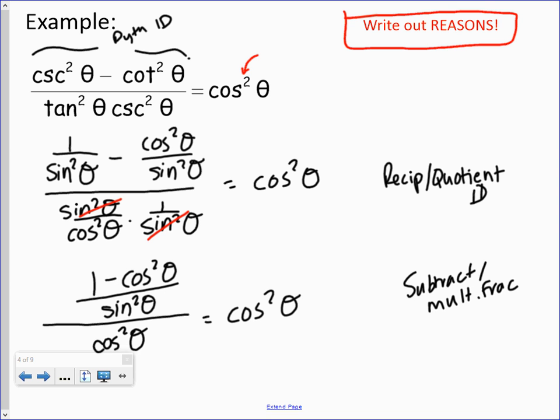Oh, you could multiply by the reciprocal, so you're saying keep the numerator and then multiply by 1 over cosine squared?